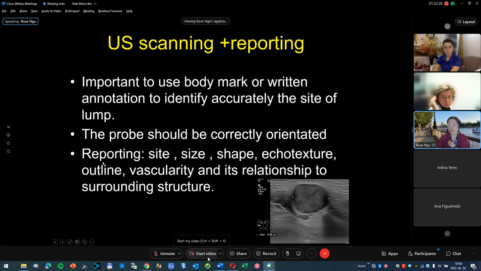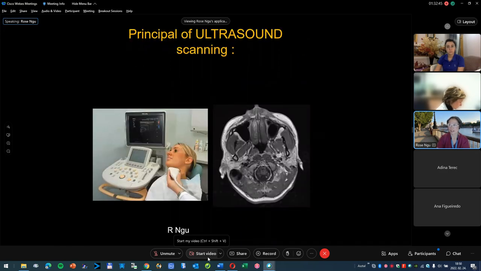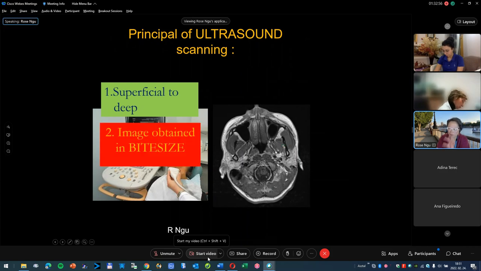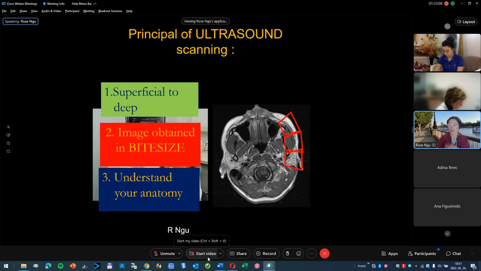In the reporting, Lawrence has gone through what you need to do. It's important to put down the site, the size, the shape, the echotexture, the outline, the vascularity, and its relationship to the surrounding structures. So the principle of scanning is very simple. We're going from superficial to deep. The problem with ultrasound is you can only see a little bite size at a time. So you need to make sure you capture what you need to capture. Therefore, the annotation is important. The anatomy is really important for you to understand and correlate with what you see.